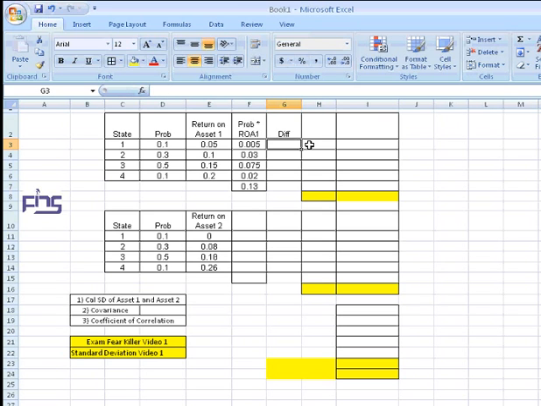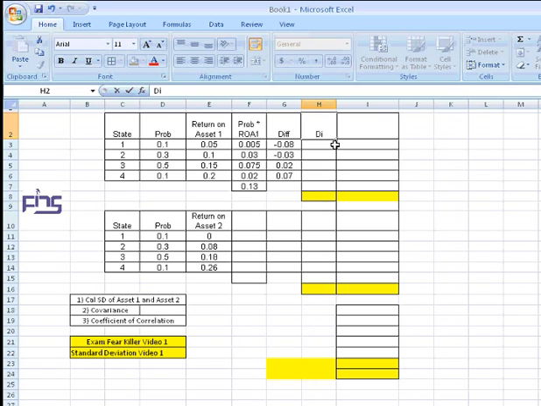I need to find the difference of this from the mean. So I take the return minus the mean that we have got. I have subtracted the same 13 from the different data. That means 5% minus 13%, you get minus 8%. 10% minus 13% is minus 3%. 15% minus 13% is 2%. 20% minus 13% is 7%.